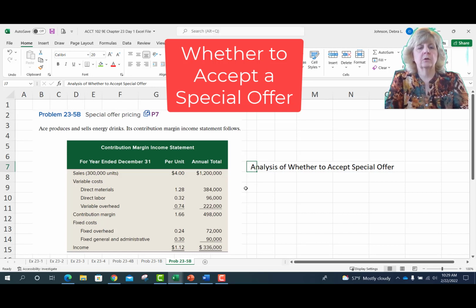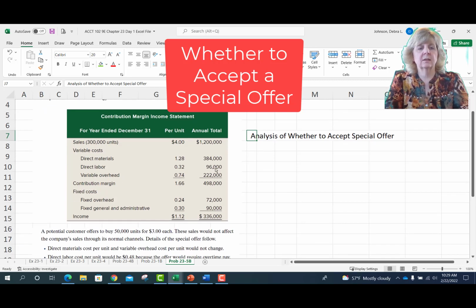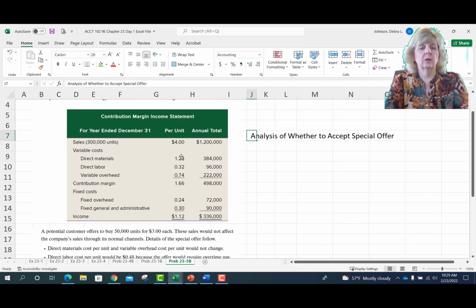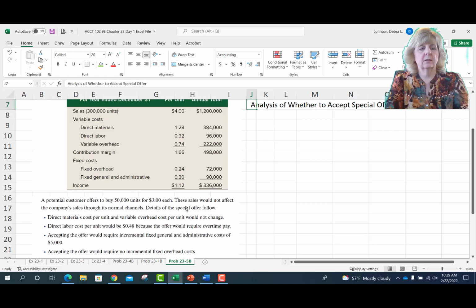This is about whether to accept a special one-time offer below what we normally sell our product for. As I glance at this income statement, I see that the normal sales price is $4. Let's take a look at the facts of the case at the bottom part of your Excel spreadsheet. A potential customer offers to buy 50,000 units for $3 each.